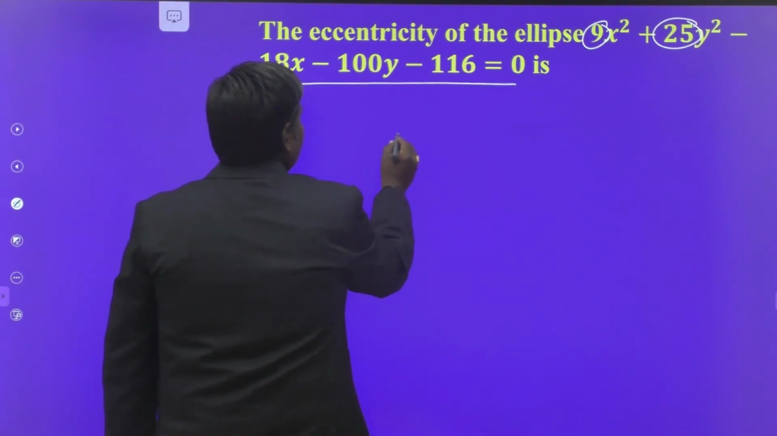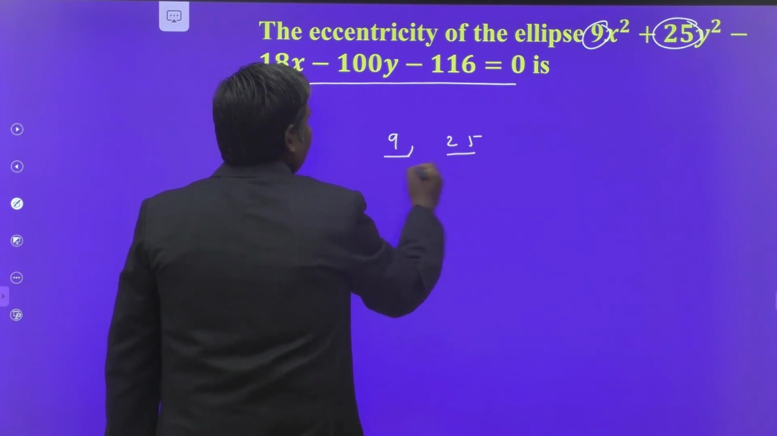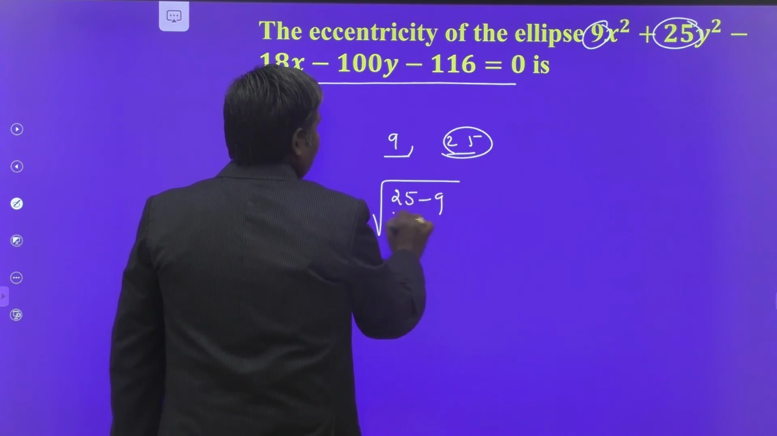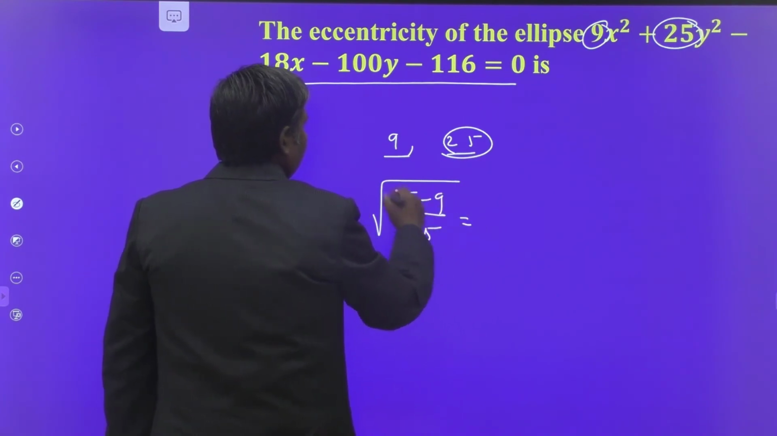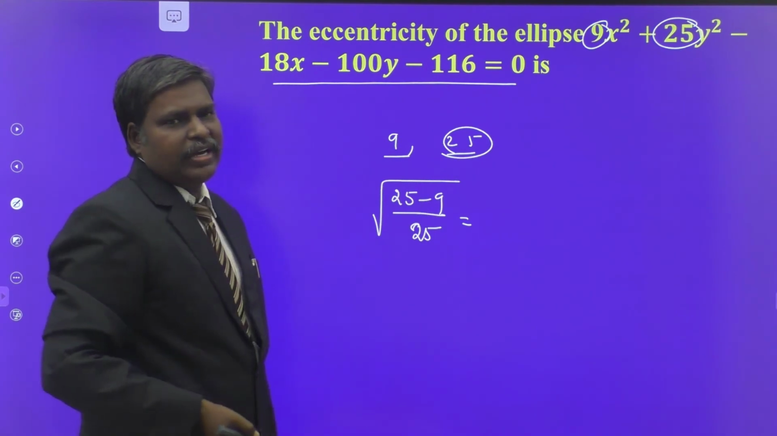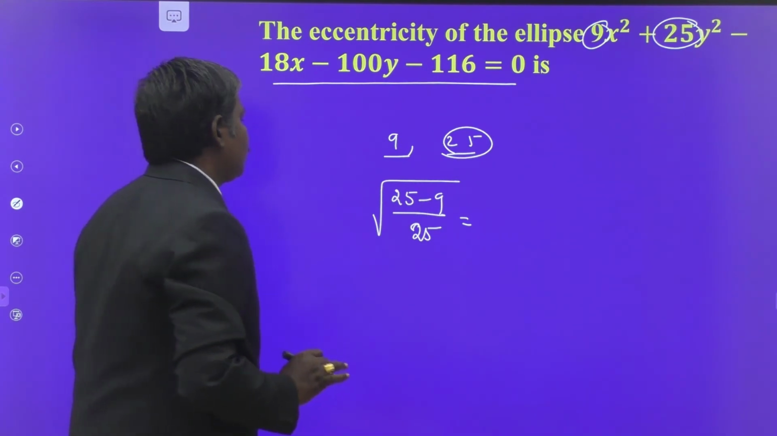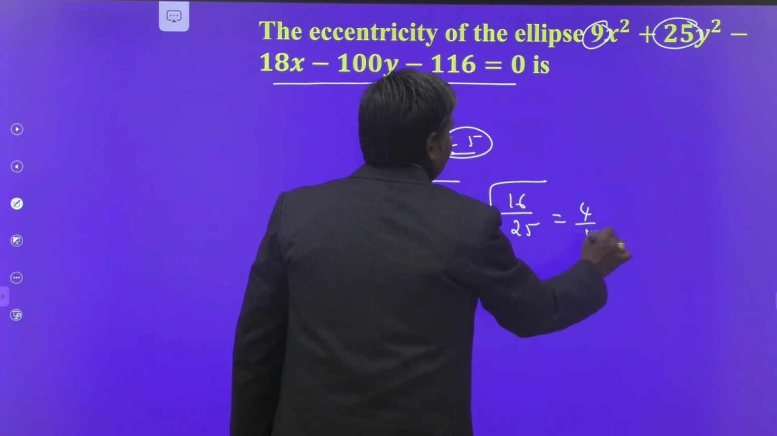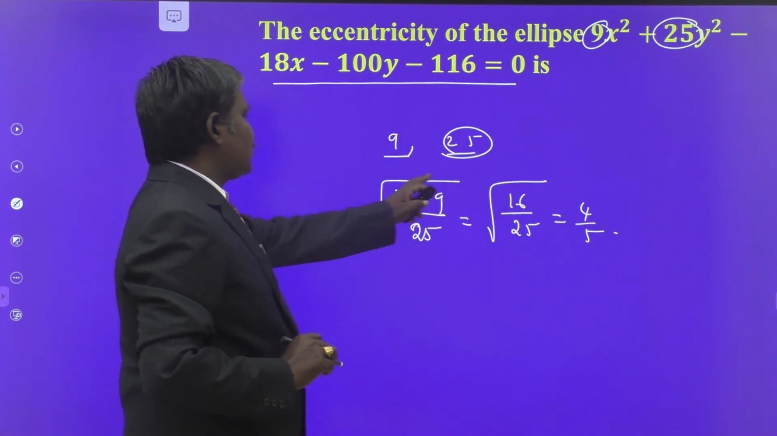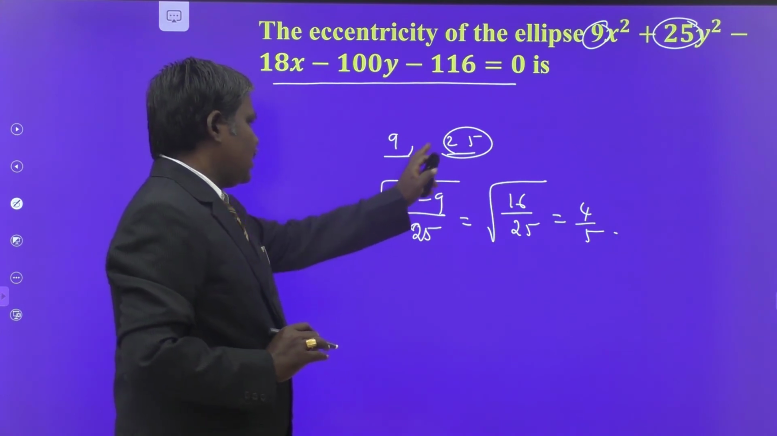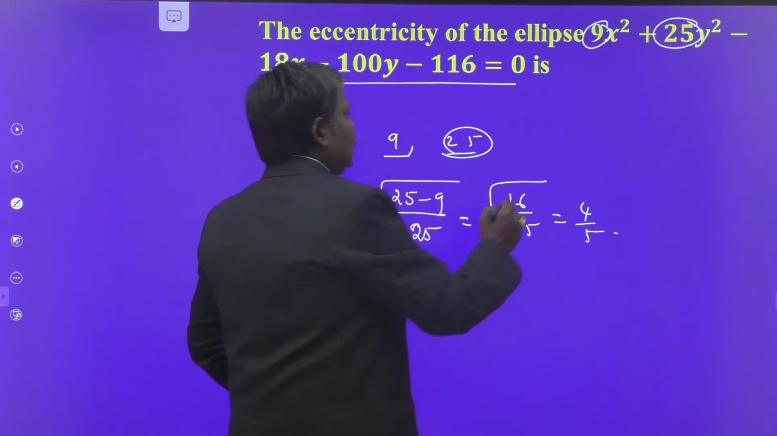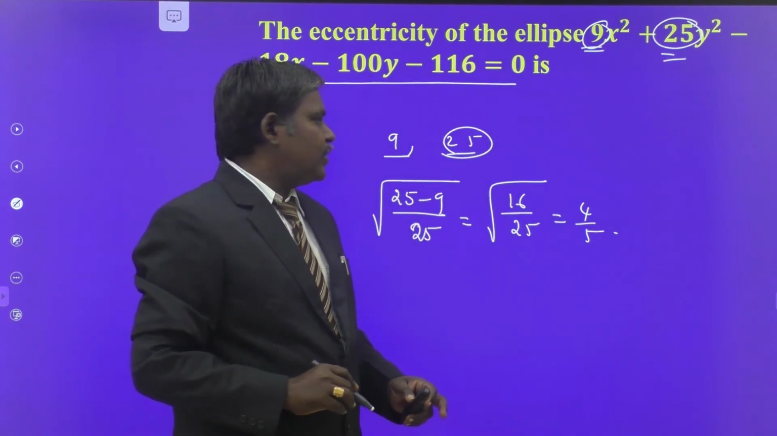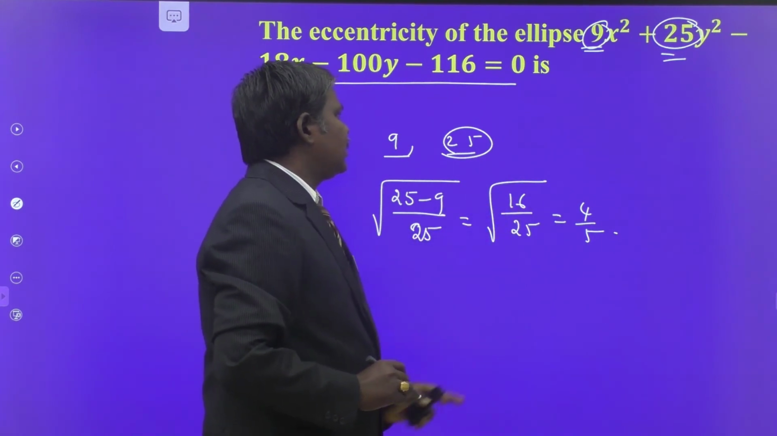So, what are the coefficients of x square and y square? 9 and 25. Which one is more? 25 is more. You just write the square root of (25 minus 9) by 25. Large value minus small value by large value, under root. This is a simple shortcut for you. So that is the square root of 16 by 25. It is nothing but 4 by 5. Just like root of (a square minus b square) by a square, but these are not a square and b square. So by taking the coefficients of x square and y square itself, we can find the eccentricity without writing the standard form. We need root of 16 by 25, that is 4 by 5.